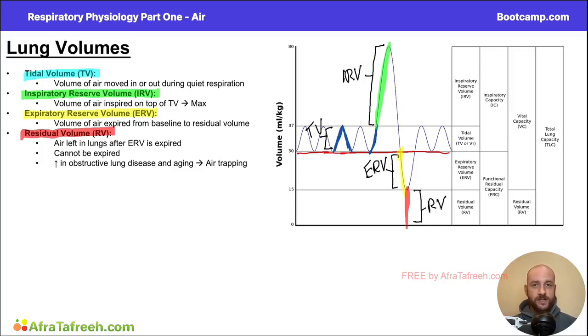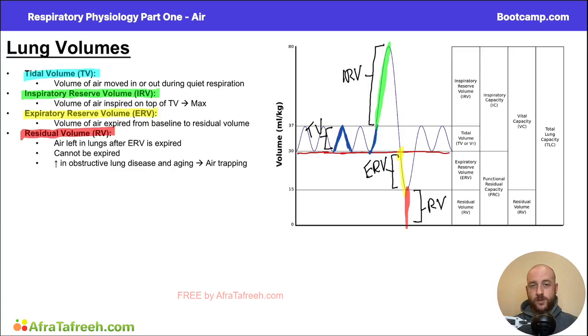And so that's one of the differences between inspiratory reserve volume and expiratory reserve volume. In inspiratory reserve volume, we're going from the top of tidal volume all the way up to max capacity. Whereas for expiratory reserve volume, we're starting at the bottom of tidal volume at baseline, and we're exhaling all the way until we reach residual volume. So we can't actually exhale all of the air out of our lungs. We can't just completely collapse the lungs. There's always going to be a little bit of air left after we've exhaled our expiratory reserve volume, and that volume that is left in the lungs is called the residual volume.